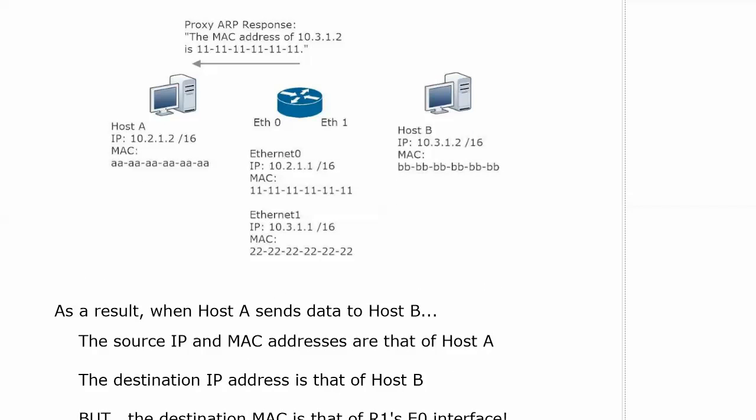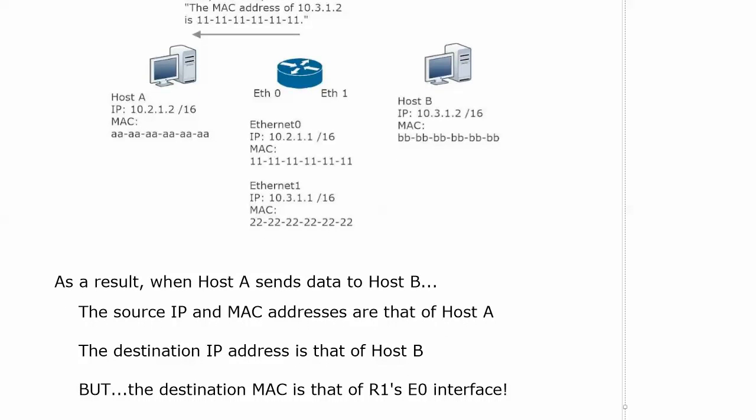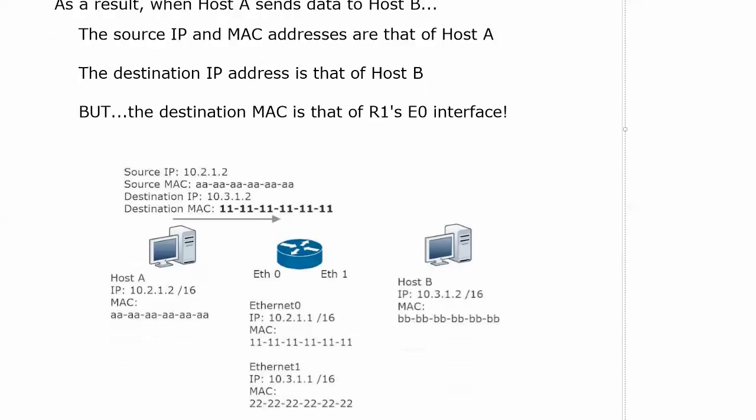Proxy ARP response going back from the router. And here's what happens as a result, and why you can get some results that look a little odd. Now, as a result of this, host A, of course, in its cache would put the mapping in there, no problem there. And when host A sends data to host B, the source IP and MAC addresses are that of host A. The destination IP address is that of host B, you would expect that, but the destination MAC address is that of router 1's E0 interface.